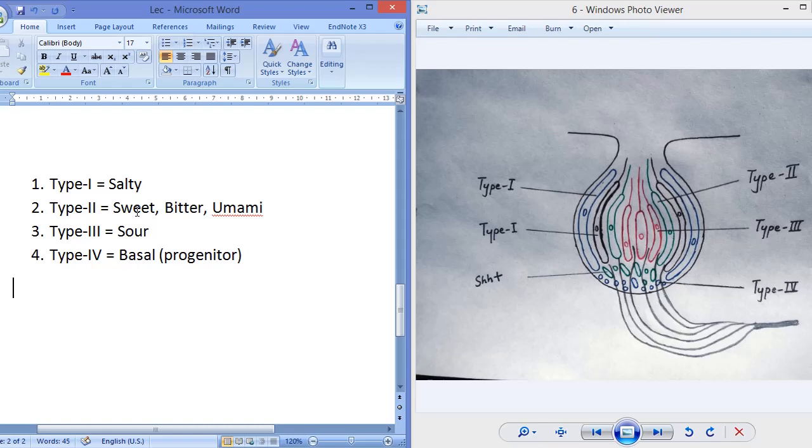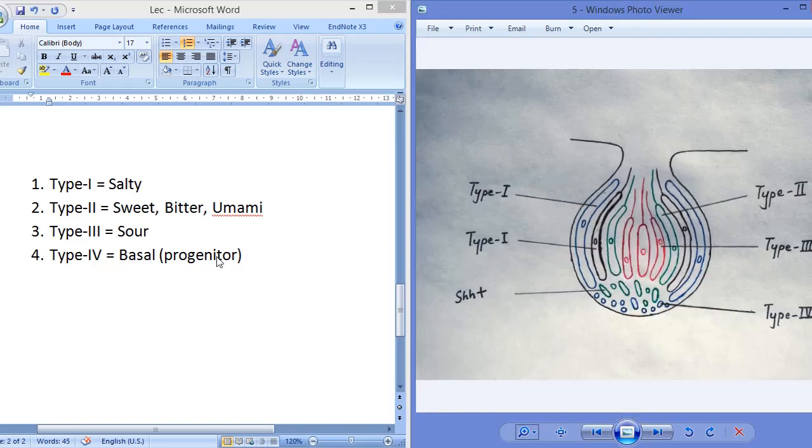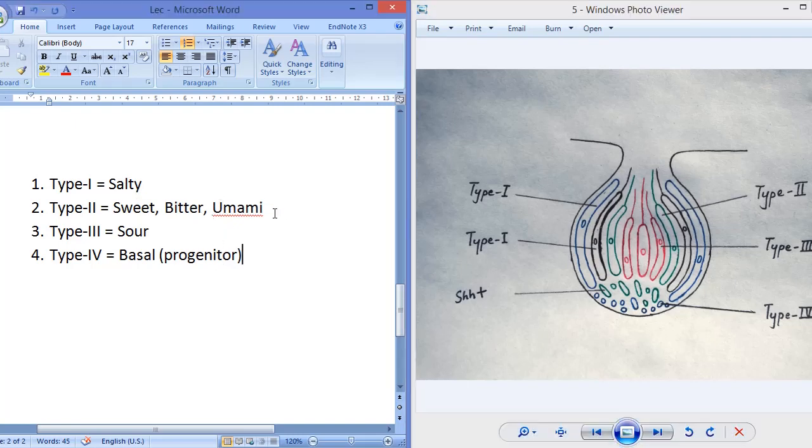Progenitor of cell, because all the cells originate from this type 4 cell. So the type 4 cells, I'm going to show you. The umami taste is a special type of taste that is also called the savory taste.